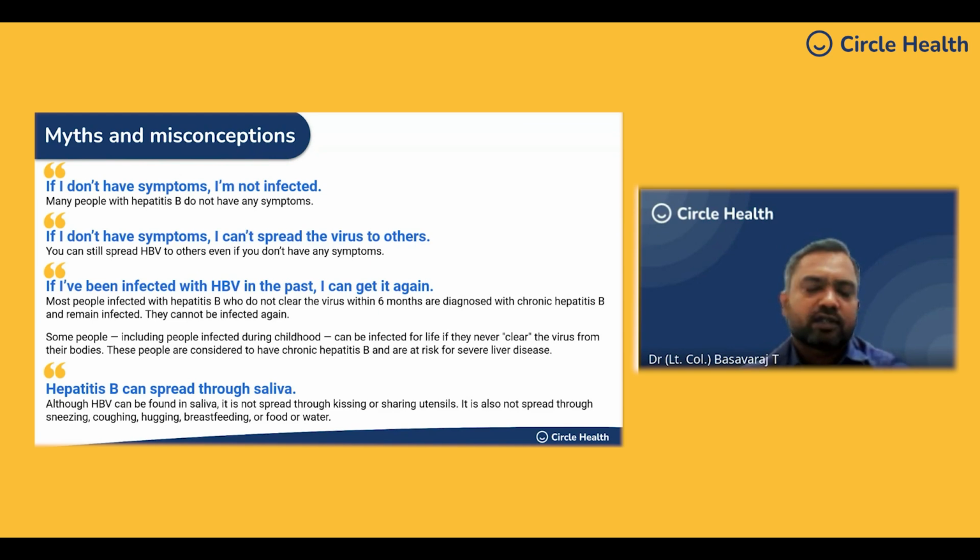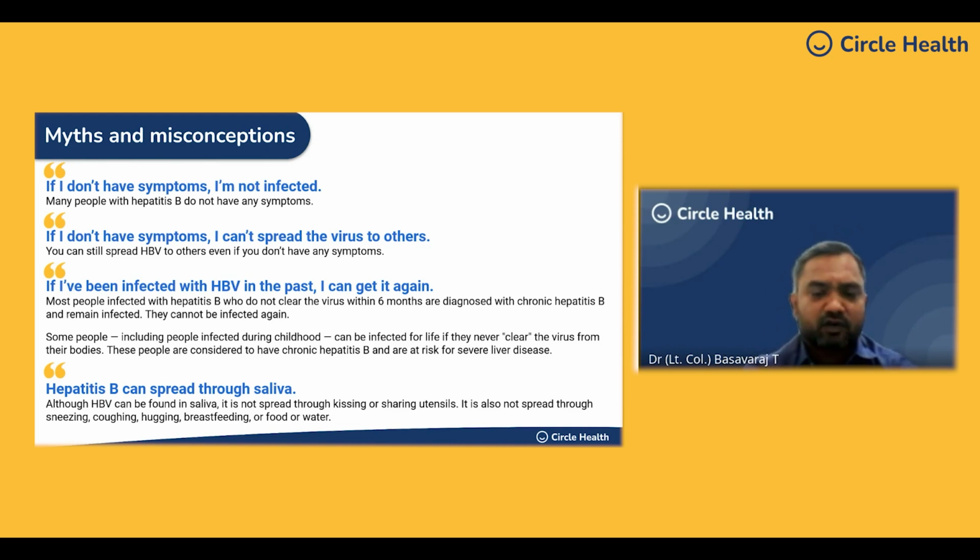There is a definite chance that they can transfer. It can be hepatitis A, B, C, D, E, whatever. Even people without symptoms can have the virus actively replicating in their body. Second, if I don't have symptoms, can I spread that virus to others?